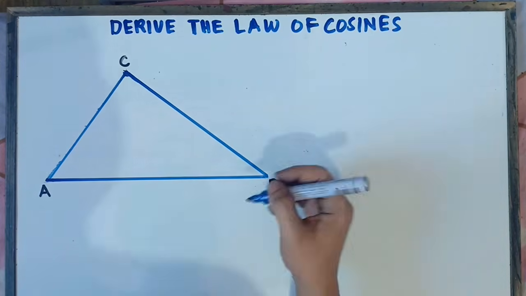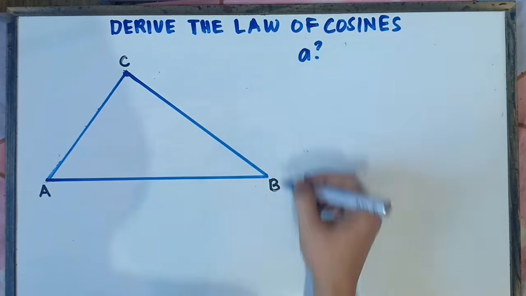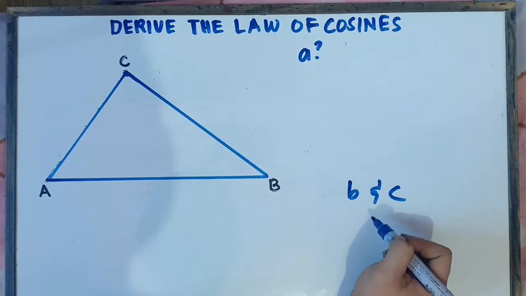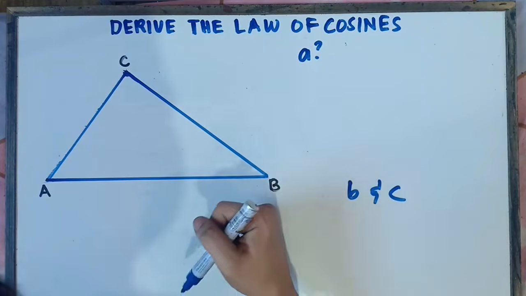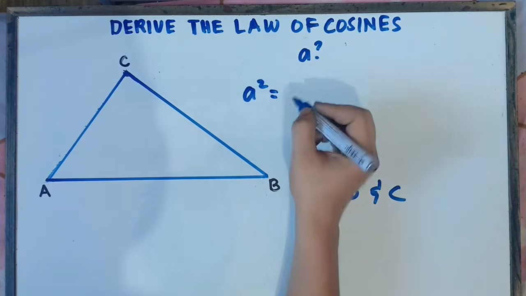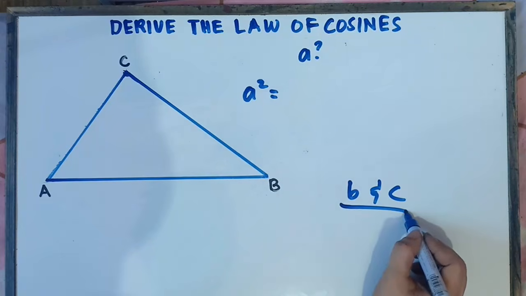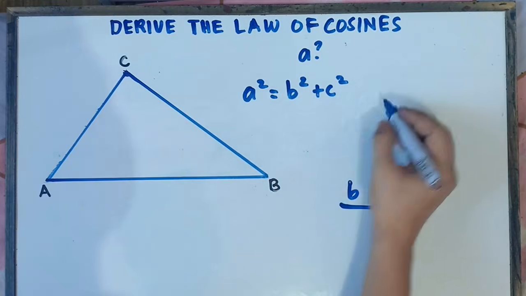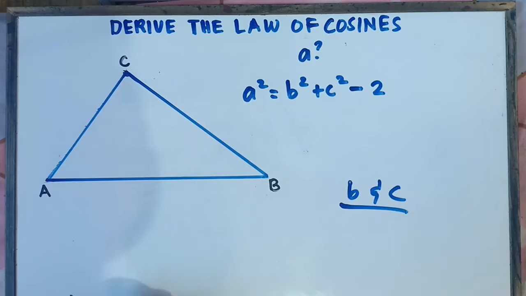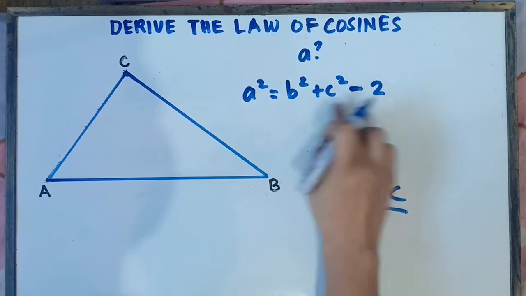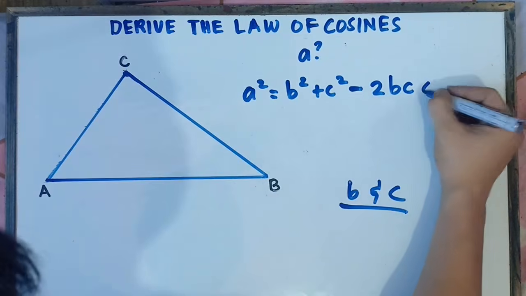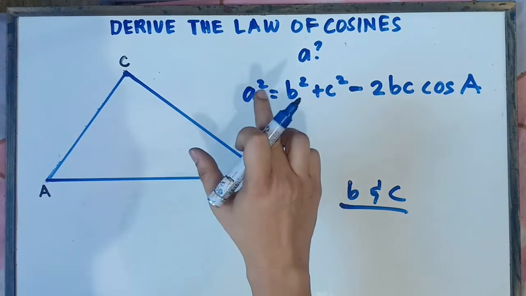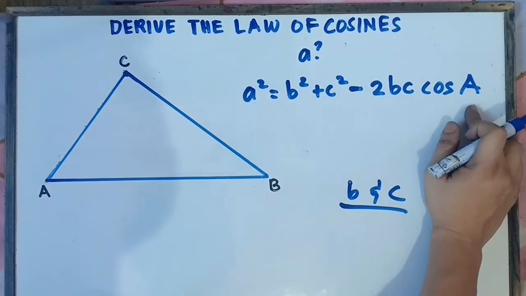Example, class. If you're looking for side A, therefore B and C must be given when applying the law of cosines formula. So A squared, you're looking for side A, right? B and C are given, so therefore we can say A squared is equal to B squared plus C squared minus 2. It's always minus 2, that's constant, and then the given letters B, C, and then cosine angle A. If side A is unknown, therefore angle A must be given in the formula.